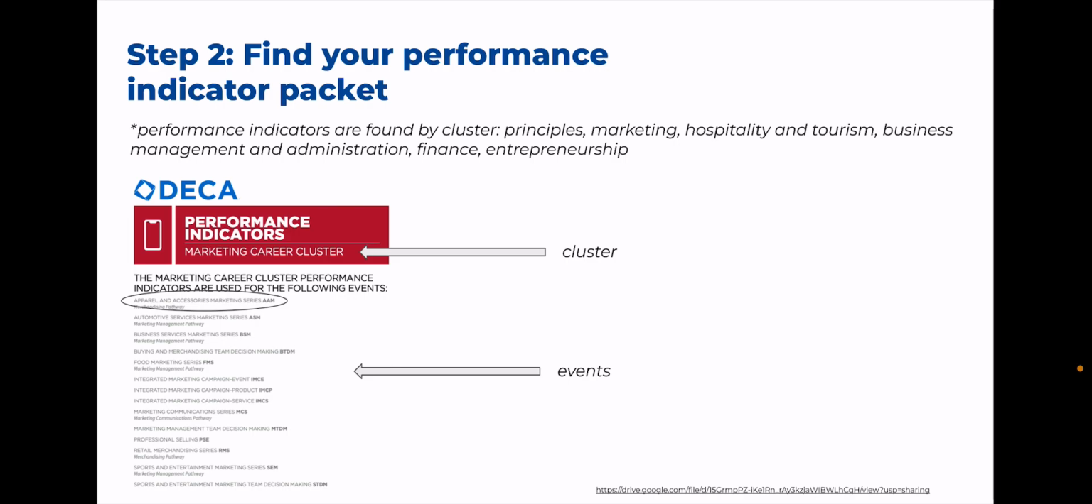You can find all of these on the DECA website. What you're going to do is find the performance indicator packet for your career cluster. Again, these are all found on the DECA website, or just a quick Google search. You could do DECA, the name of your cluster, performance indicator packet, and it should be the first or second thing that comes up. And just to verify that you're looking at the right thing, because you don't want to study a whole packet that's for the wrong event, on the first or second page, it should list the cluster, but also all the corresponding events.